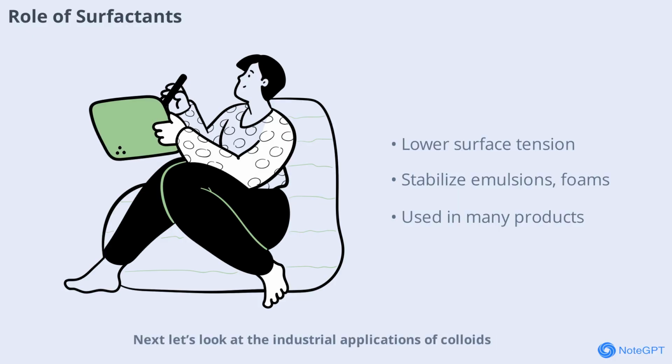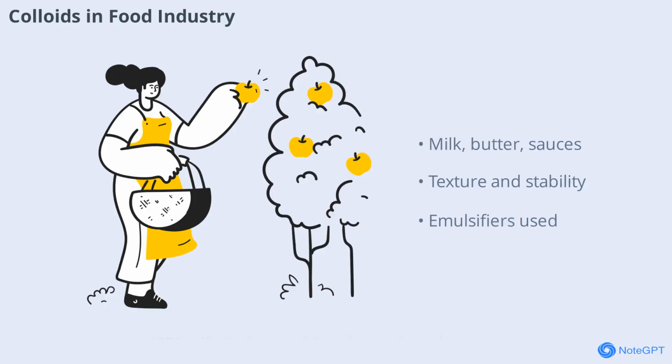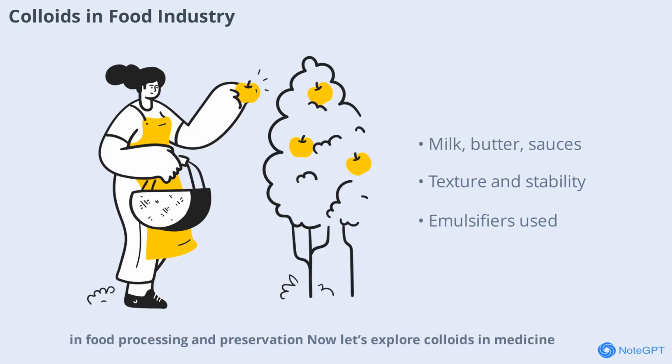Next, let's look at the industrial applications of colloids. Colloids play a vital role in the food industry. Many foods, such as milk, butter, ice cream, and sauces, are colloidal systems. The texture, appearance, and stability of these foods depend on the properties of their colloidal components. Food technologists use emulsifiers and stabilizers to create products with desirable qualities. Understanding colloids allows for innovation in food processing and preservation.